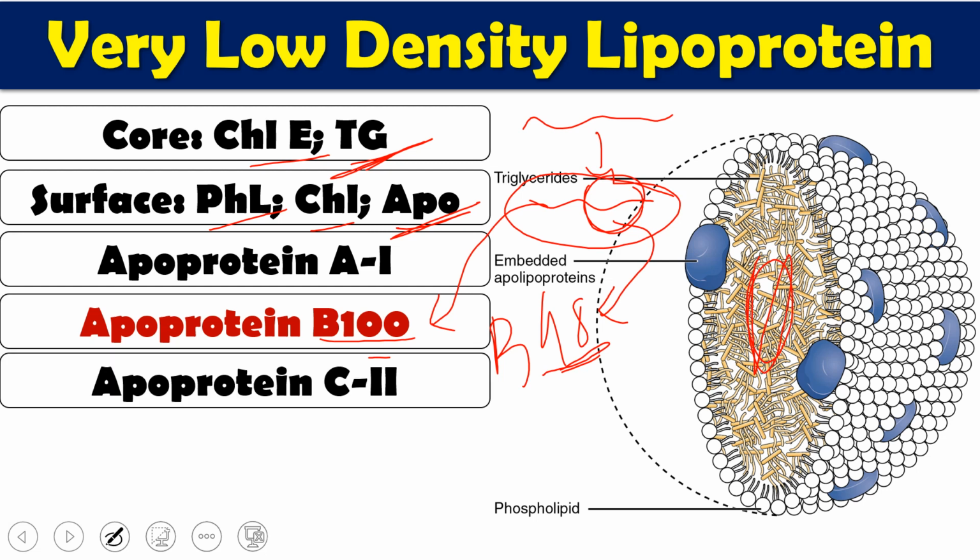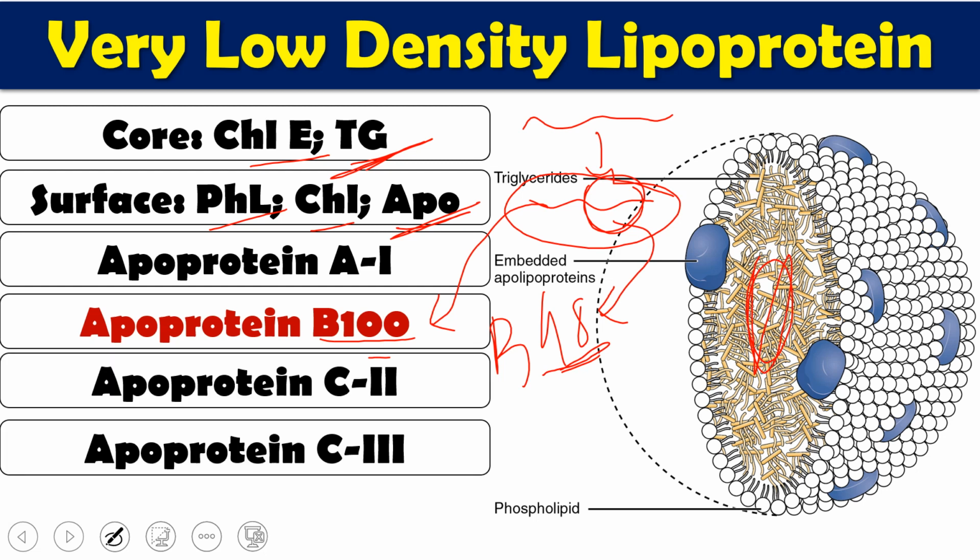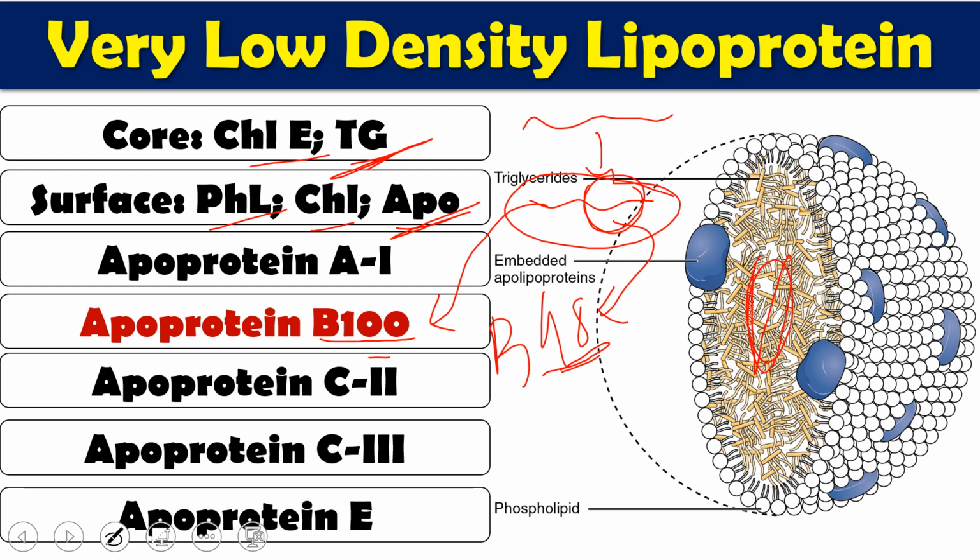Other than that, it also has C2, C3, and apoprotein E. All these apoproteins have their own significance. C2 activates lipoprotein lipase, LPL. C3 deactivates lipoprotein lipase. And apoprotein E provides the ligand; it works as a ligand or increases the affinity for B100, which binds with the hepatocytes. We'll see this further.